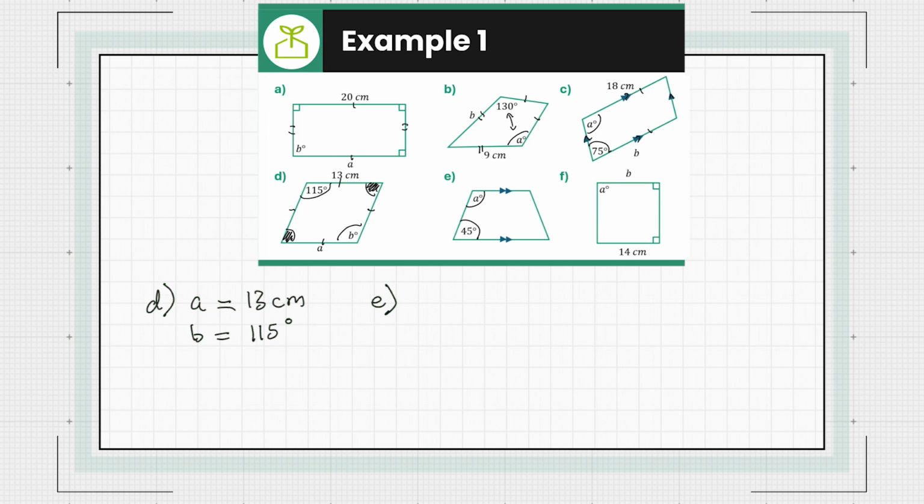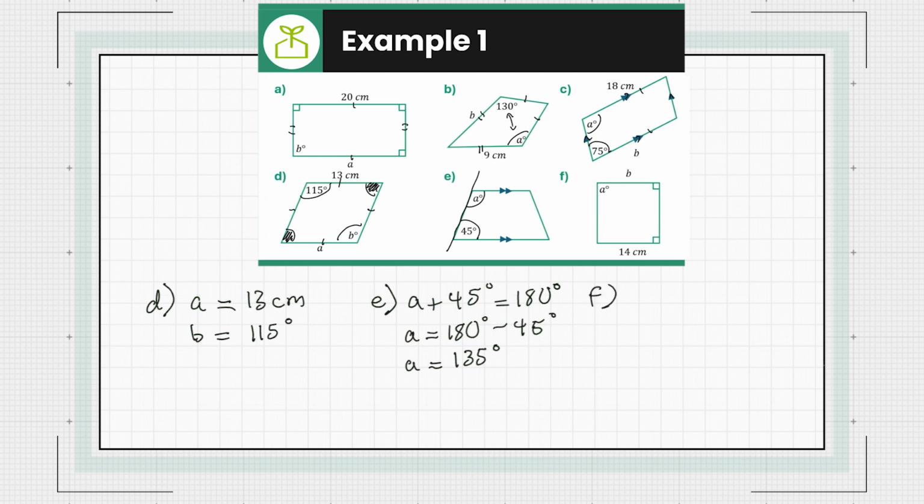If we look at E, we have a trapezium, and the trapezium again has these two angles here that are essentially, we can treat its length as a transversal that's gone across two parallel lines. And so what we need to know is that co-interior angles are equal to 180 degrees. So we know that A plus 45 degrees must equal 180 degrees. And that means that A must equal 180 degrees minus 45 degrees. So A is equal to 135 degrees.